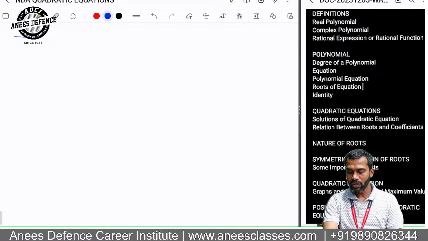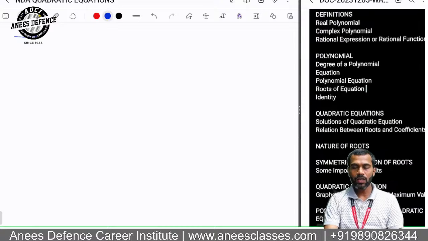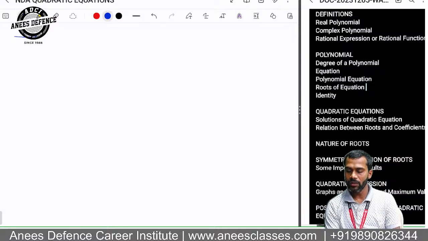So just note it down, this one. So this is the contents of quadratic equation. Please note it down. Yes, online students. After this, we'll study quadratic equations, solutions of quadratic equation, and then relation between roots and coefficients. That would be the main topic in today's lecture.